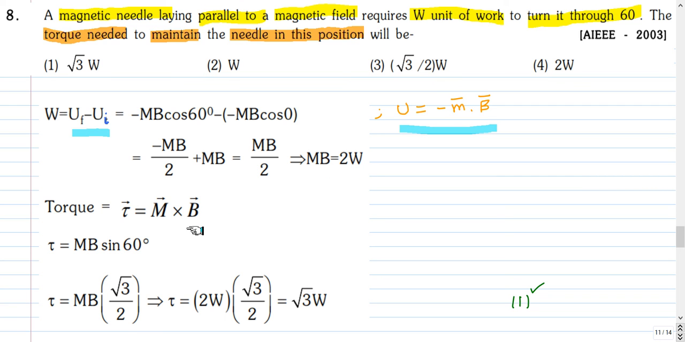Torque of a magnetic needle or a magnetic dipole in a magnetic field is given as m cross B, and the angle between m and B is 60 degrees. So mB sin 60, and sin 60 is root 3 by 2. So from this we get torque, as mB is 2W, into root 3 by 2. So it's root 3 W. Correct option is option 1.